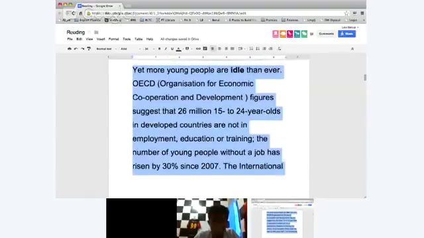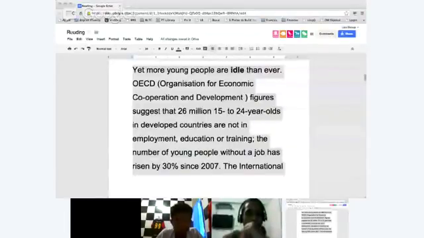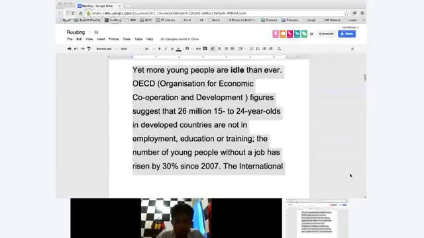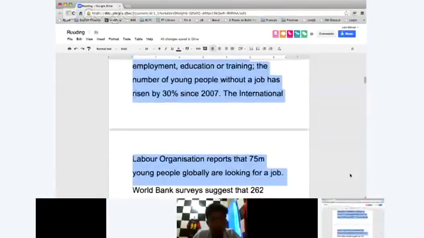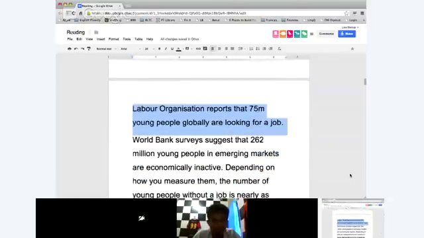Yet more young people are idle than ever. OECD, Organization for Economic Cooperation and Development, figures suggest that 26 million 15 to 24 years old in developed countries are not in employment, education, or training. The number of young people without a job has risen by 30% since 2007. The International Labor Organization reports that 75 million young people globally are looking for a job.